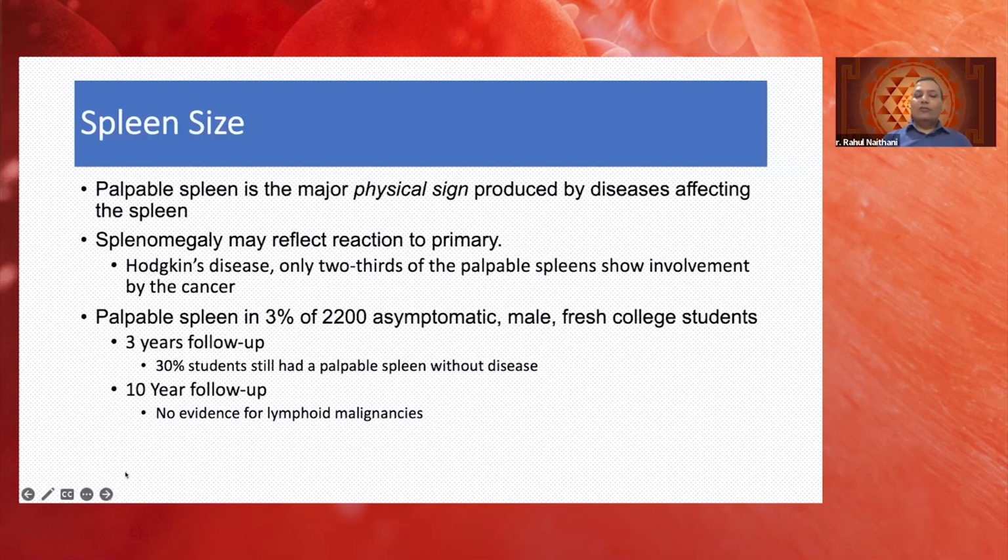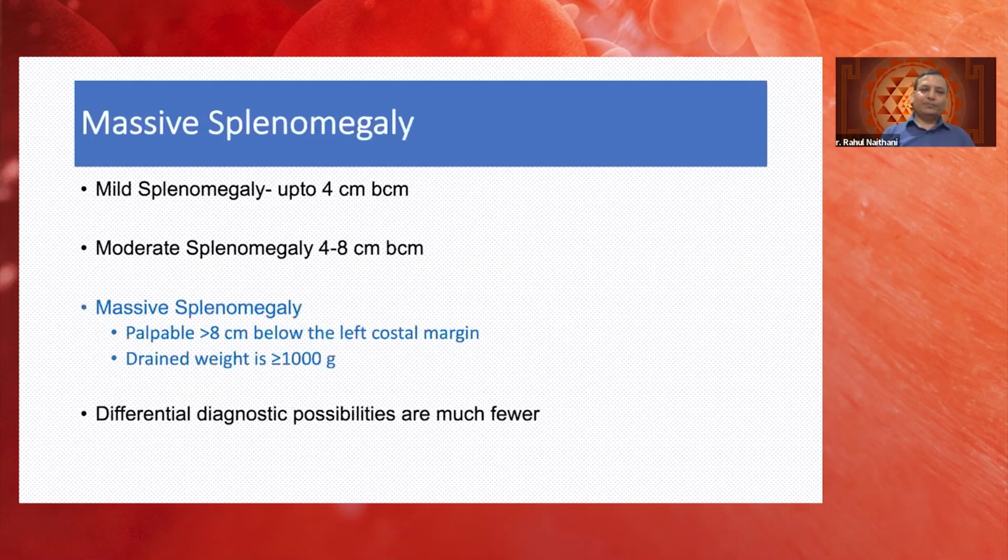Now, if you talk about a palpable spleen, in 2,200 asymptomatic male college freshmen, 3% had splenomegaly, which was asymptomatic. In 3 years of follow-up, at least 30% of these students continued to have a palpable spleen. And a 10-year follow-up of these asymptomatic patients showed no evolution into a lymphoid malignancy. So just having spleen enlargement may not necessarily be a sign of an illness.